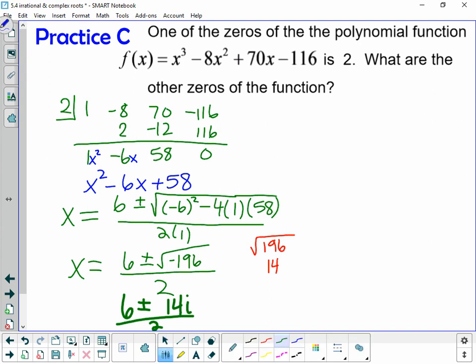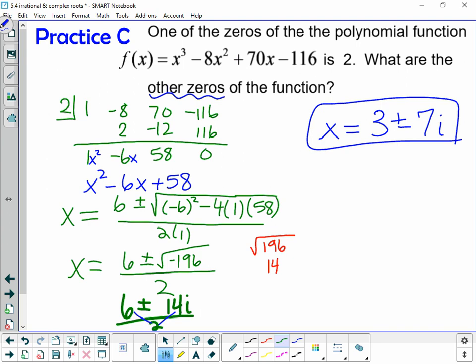So our question said, what are the other zeros? The other zeros are, if we divide the 2 out of both of those terms, we get 3 plus or minus 7i. Again, the 3 comes from the 6 divided by 2, and the 7 comes from the 14 divided by 2. So here are the other zeros, both non-real.